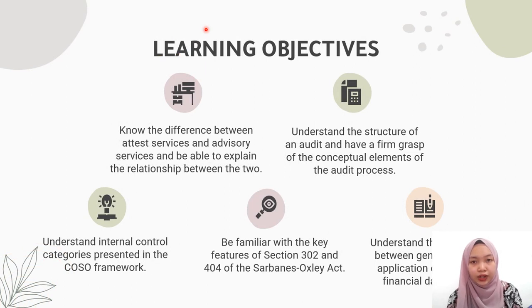And after learning this chapter, we are expected to know the difference between attest services and advisory services and be able to explain the relationship between the two, understand the structure of an audit, and have a firm grasp of the conceptual elements of the audit process, understand internal control categories presented in the COSO framework, be familiar with the key features of Section 302 and 404 of the Sarbanes-Oxley Act, and then understand the relationship between general controls, application controls, and the financial data integrity.